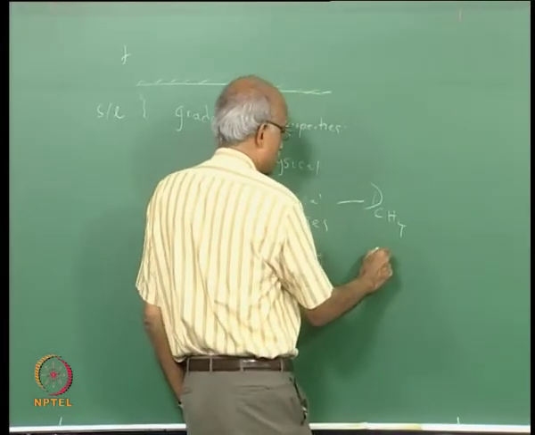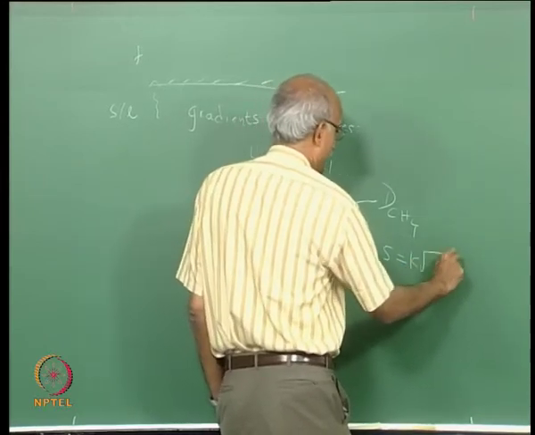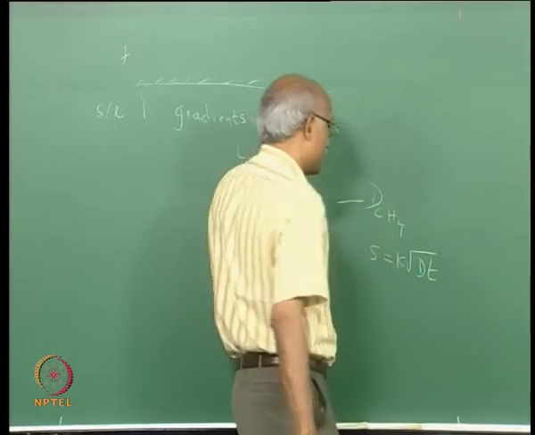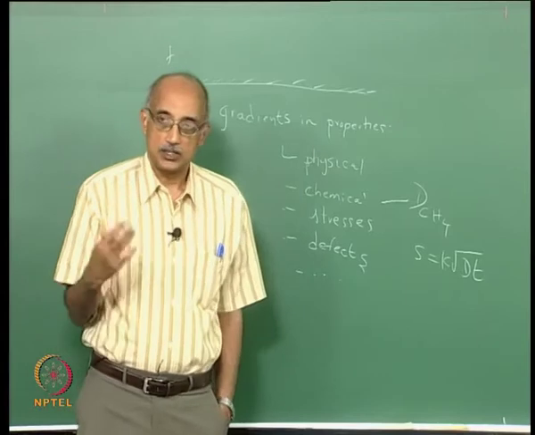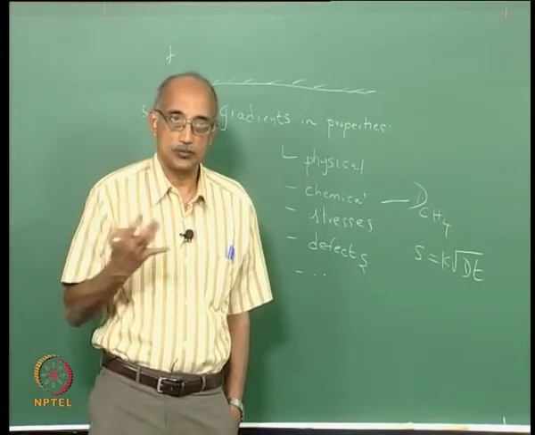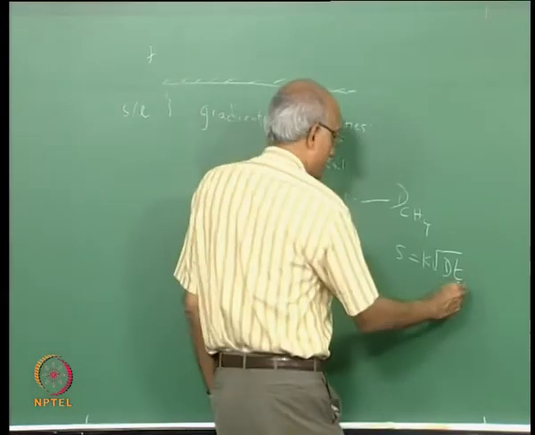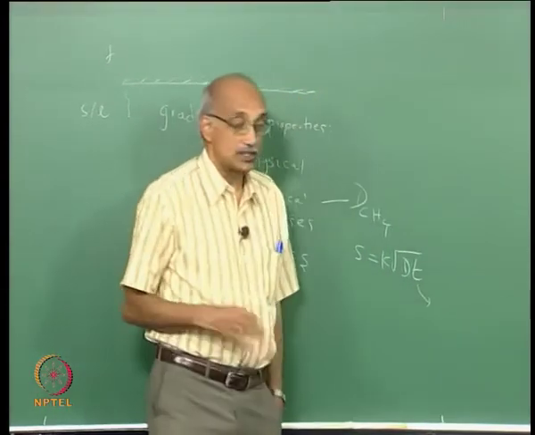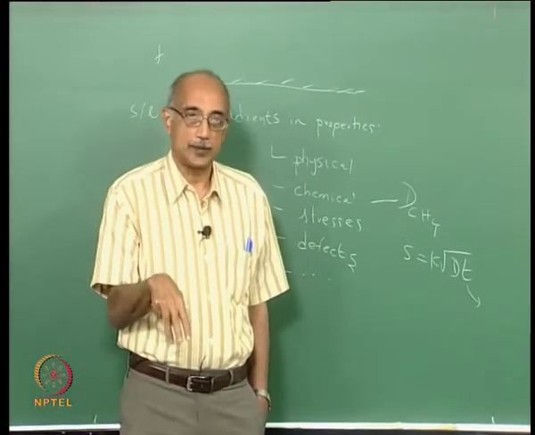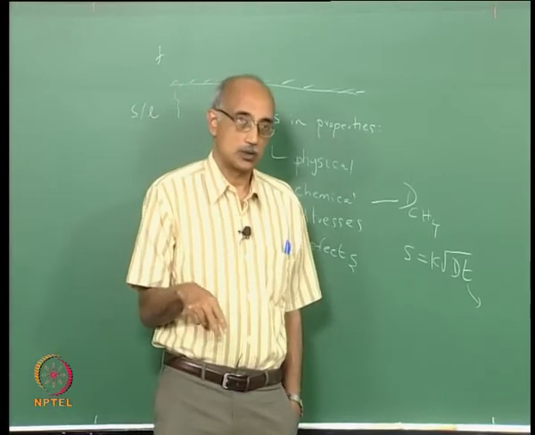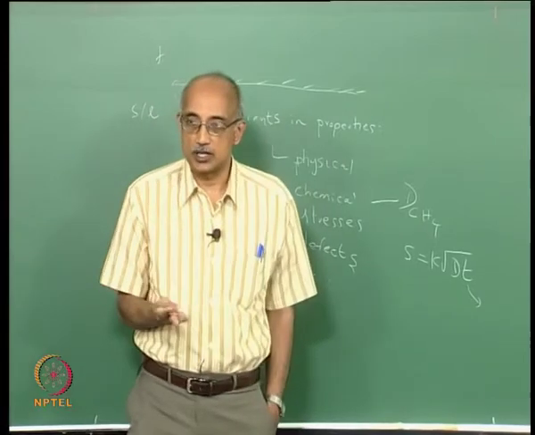And in fact, the diffusion distance S is roughly given by a constant multiplied by the square root of D times t, where D is the diffusivity of the species and t is the time over which the diffusion is occurring. So, simply by controlling this parameter, the time parameter, you can control the depth to which diffusion happens, and thereby you can control the depth to which, for example, in this case carburization happens.